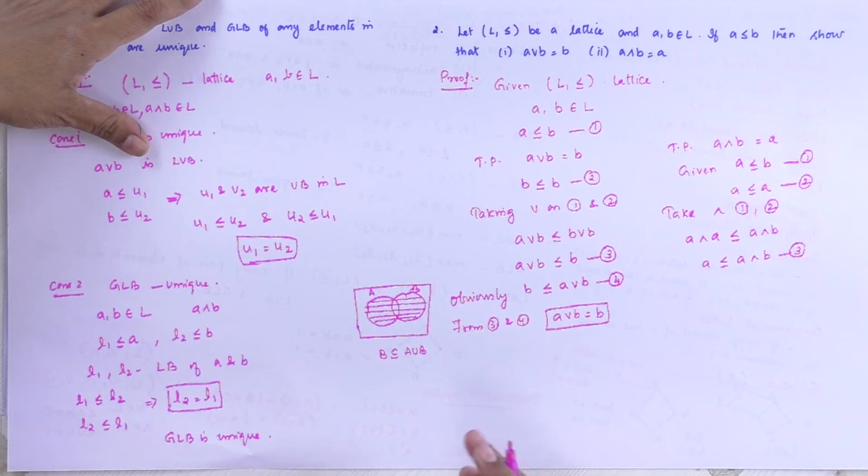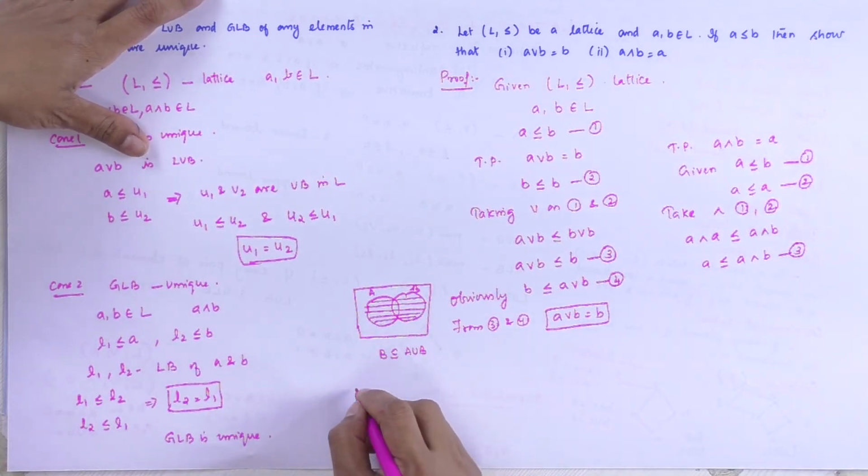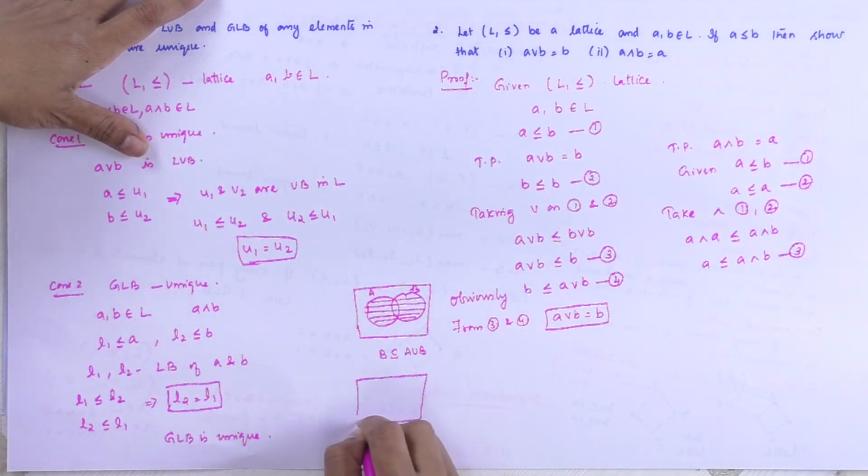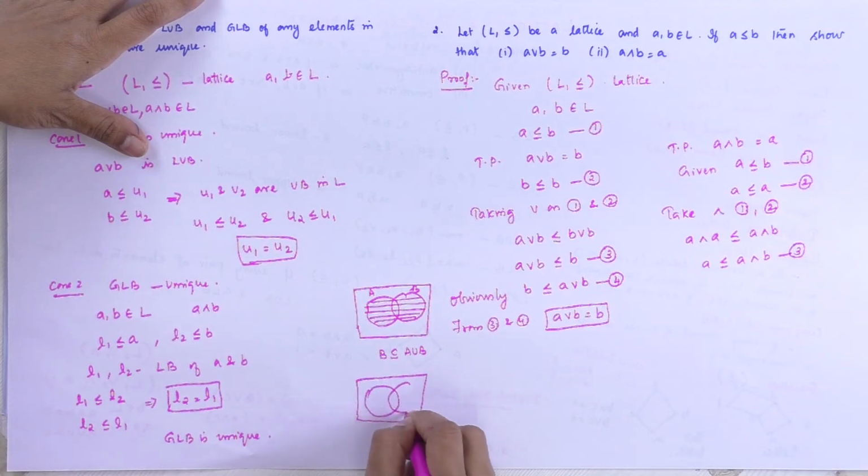Now again go to set theory. In set theory, you just find out what your A intersection B is. This is A, this is B. This is your A intersection B.